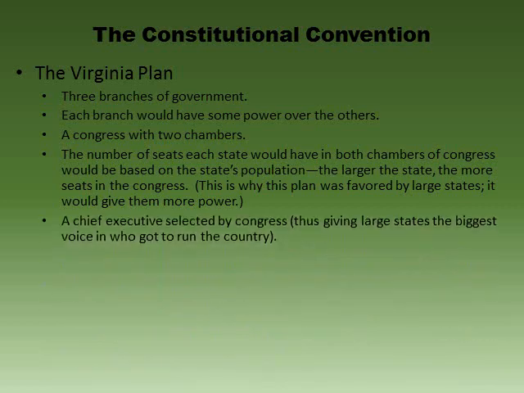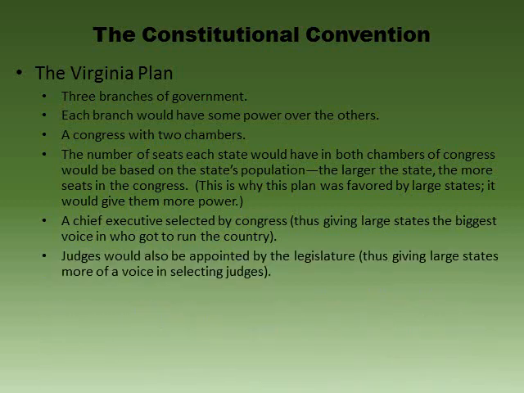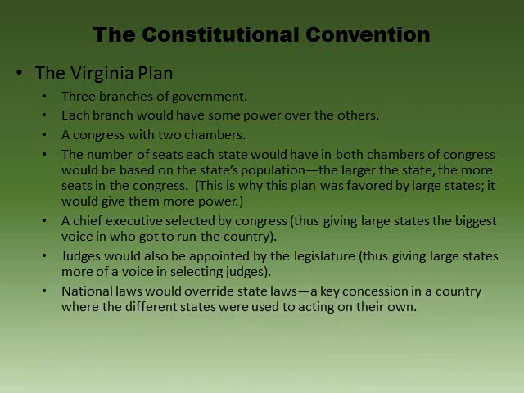A chief executive would be selected by Congress. And so we'd have someone in charge, but Congress would pick them. That would give the large states the biggest voice in who got to run the country because they'd have more representatives in Congress. Judges would also be appointed by the legislature, so again, the large states would have more of a voice in selecting who the judges were than anyone else.